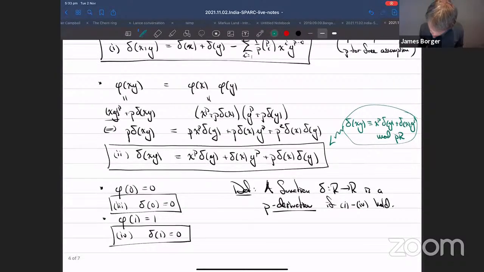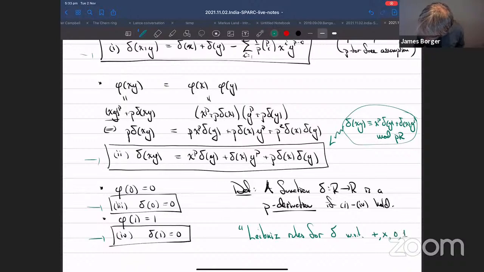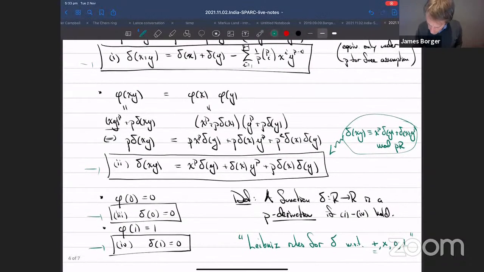In fact, I'd like to call all of these 4 axioms Leibniz rules for delta with respect to addition, multiplication, and then if you like 0 and 1. But the point is really addition. So unlike with usual derivatives, which are additive, p-derivations are not additive, and they have their own Leibniz rule. This Leibniz rule up here is defined by a universal formula.